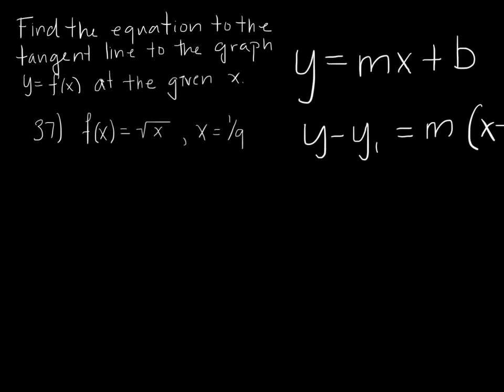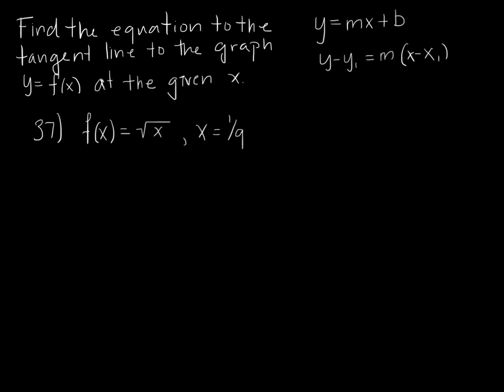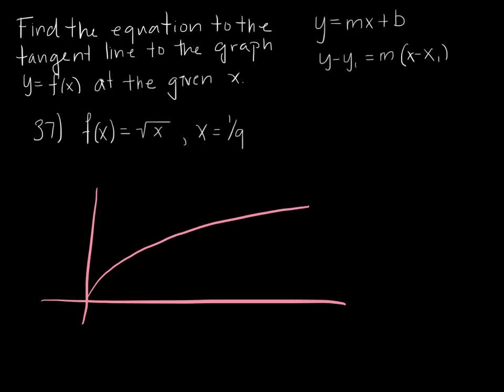I prefer to use point-slope form, so I'm going to go ahead and fill in this equation here, which means I need to find the slope of the tangent line at a given point and the point. So let's go ahead and first start by finding the slope of the tangent line at a point. So we have a curve here, and we have a point we want to find the slope of the tangent line at. If it helps to have a picture, we have our curve, f of x, and we have a value here, x equals 1/9.